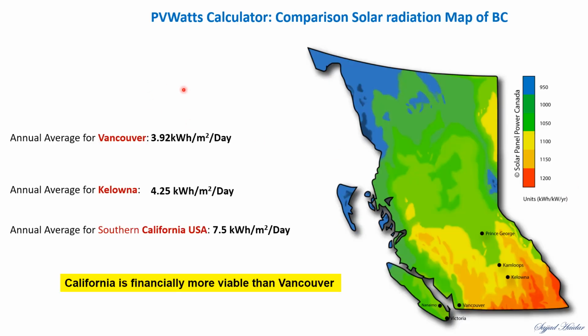If we take a look at the map of BC, British Columbia, I am considering Vancouver, but in other places, for instance, Kelowna is at a higher latitude, but still we can get a higher sunshine period per day. And if we compare this data with southern California, that is 7.5 kilowatt hour per meter square per day. That is almost double that of what I find in Vancouver. So California is financially more viable than Vancouver.